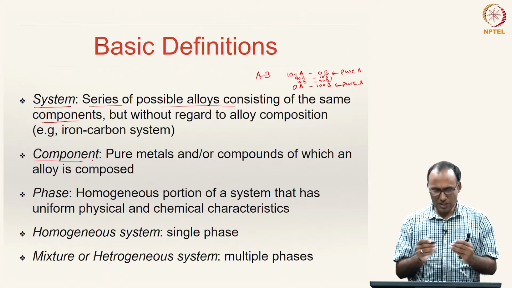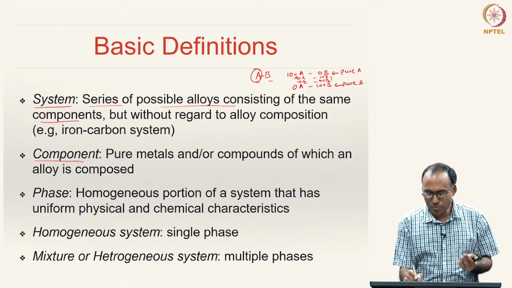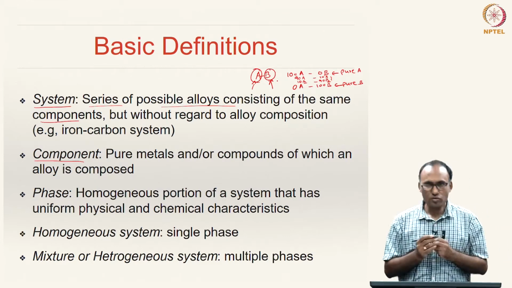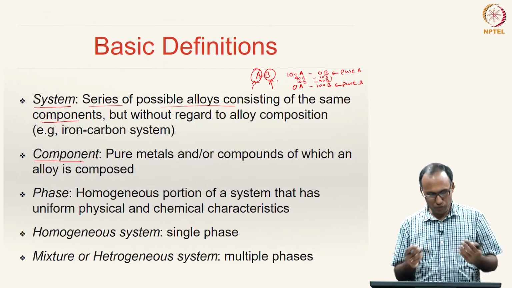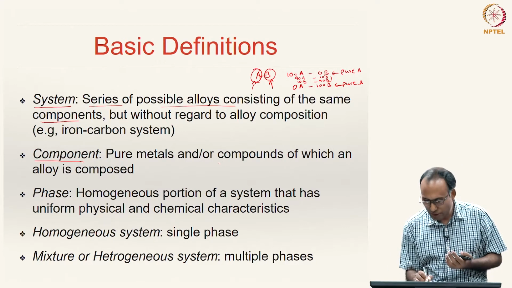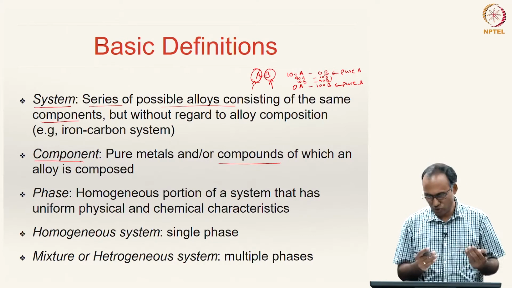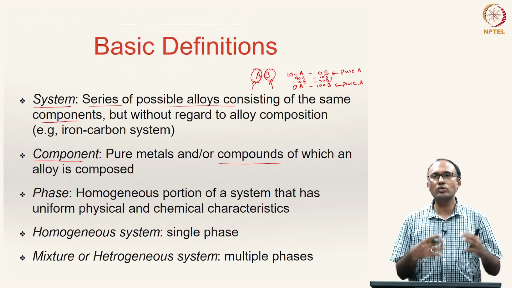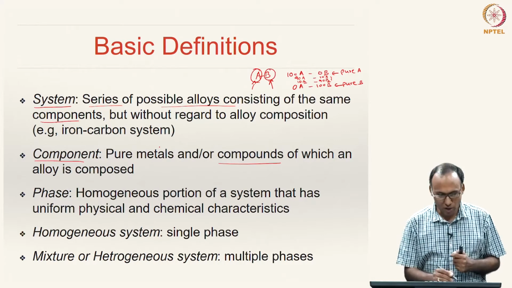And then what do you mean by a component? The component is basically the pure metals. So, for instance, if you are making an alloy system out of A and B, pure metal A is called one component, and pure metal B is called another component, right. The component is nothing but pure metals or compounds; it need not be only pure metal, sometimes it can be a compound also. So, one of them can be a compound, another can be a pure metal, and so on. If you are making an alloy out of these, then these pure metals or compounds are called components.